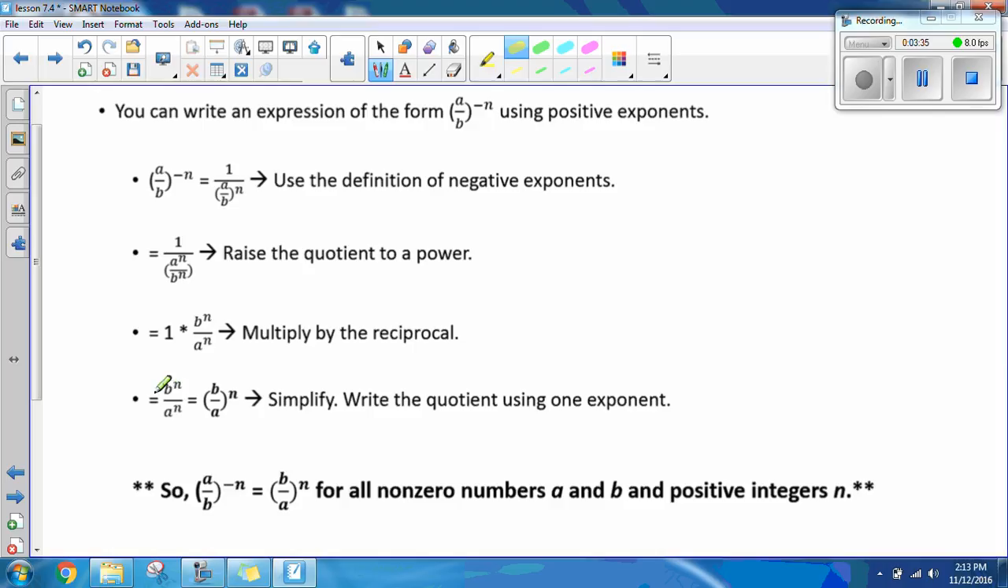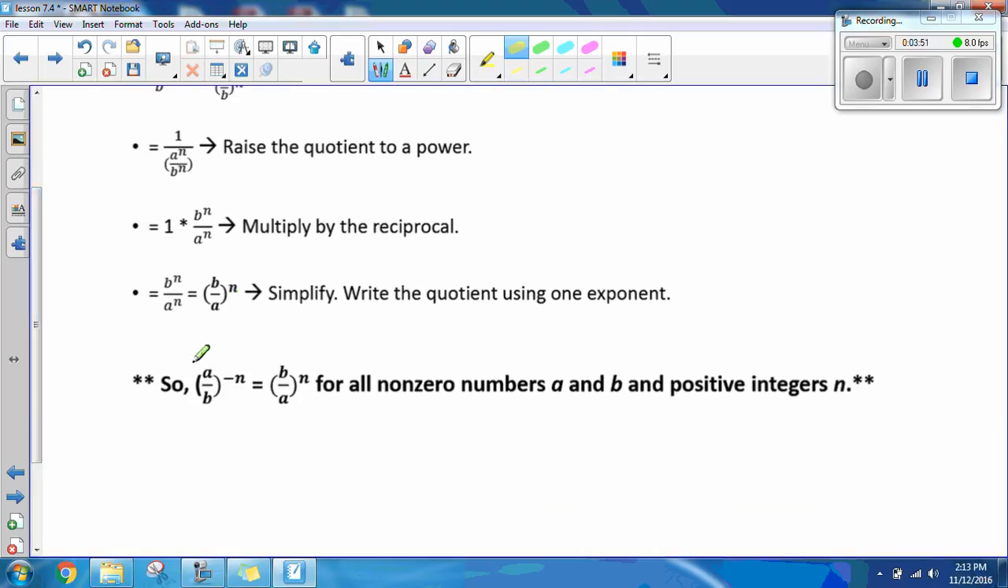Now we can use that power property where we can rewrite b to the nth power over a to the nth power as b over a to the nth power. So basically, when you see a fraction being raised to a negative exponent, you can rewrite this as the reciprocal of that fraction raised to the positive power for all non-zero numbers a and b and positive integers n.